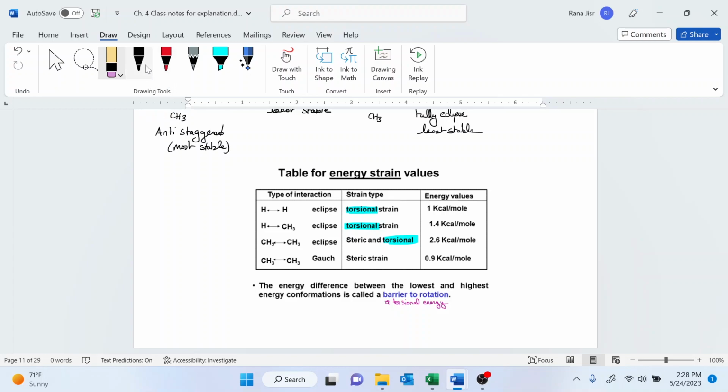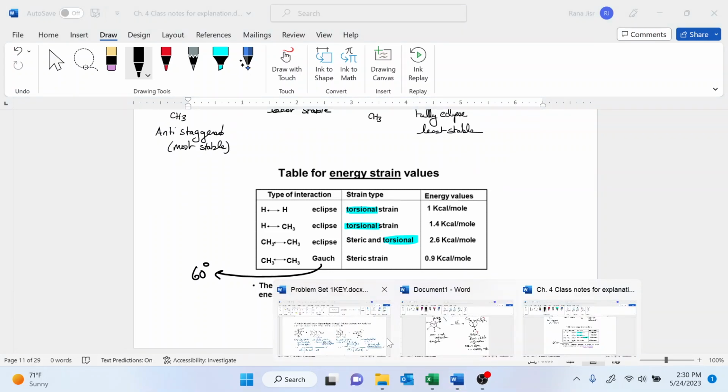And then you have the CH3 CH3 gauche interaction. Whenever the CH3s approach each other at a 60-degree angle, you're going to end up having no torsional strain anymore, because gauche exists in staggered and not in eclipsed. So you're going to end up having just a steric strain, and steric strain has this value in the energy.